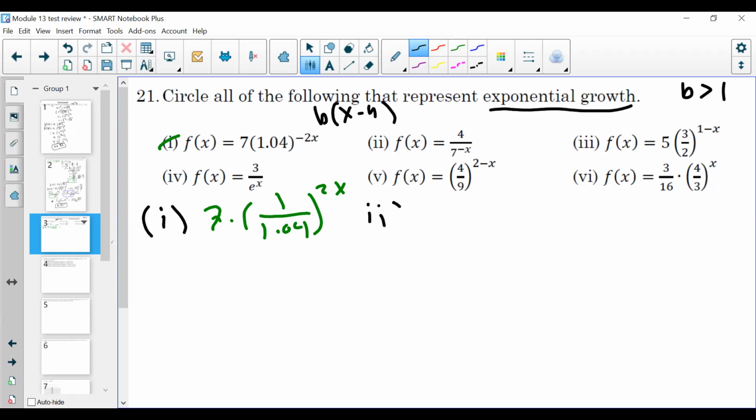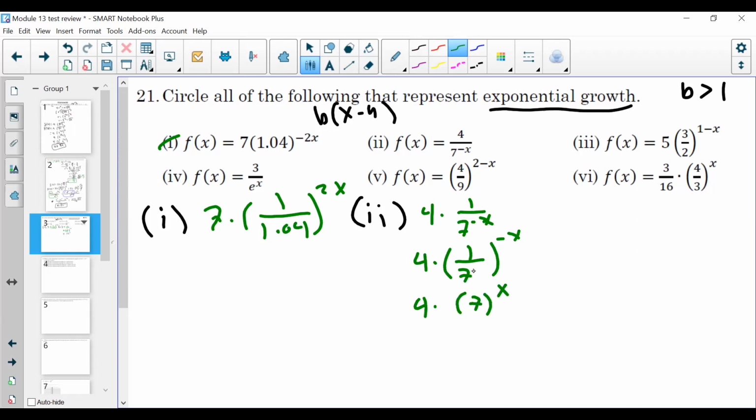We'll go on to number 2. I have 4 over 7 to the negative x. So I don't want that negative exponent. So what I'm going to do is rewrite this as 4 times 1 over 7 to the negative x, which is the same thing as 4 times 1 over 7 all raised to the negative x. I don't want that negative, so I'm going to rewrite it. I can rewrite it as 4 times 7 to the x. A negative, you get rid of it and you flip what's inside of it. So this 7 is what my actual base is. That's greater than 1. So that tells me that 2 is going to be an exponential growth.